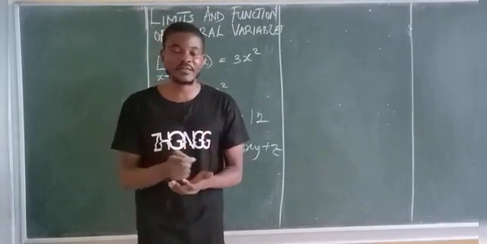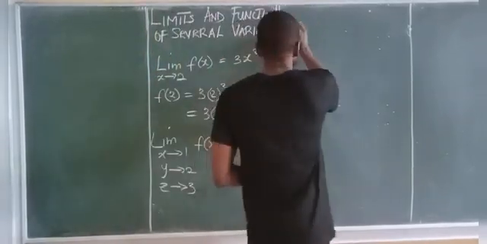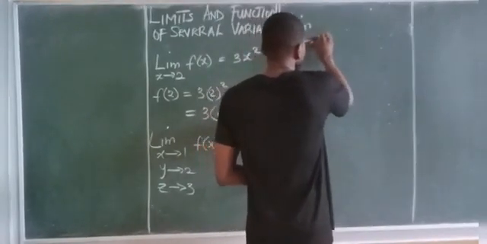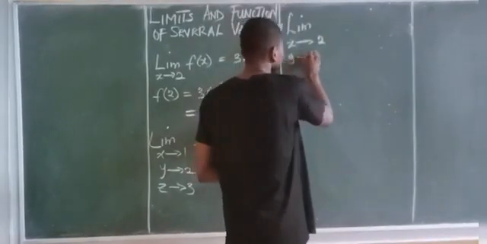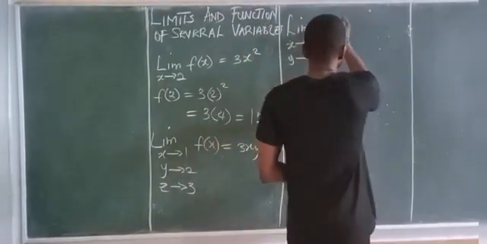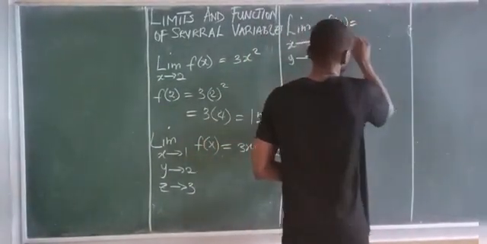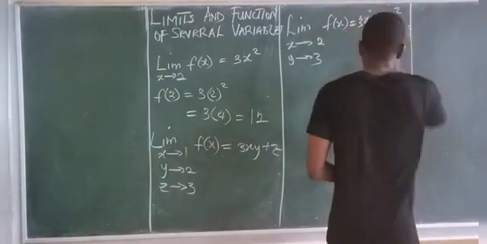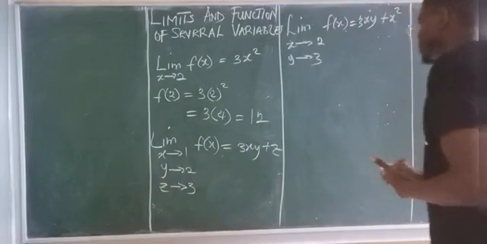Now let's try an example and see. Let's say we have the limit as x tends to 2 and y tends to 3 of the given function f of x, y equals 3xy plus x squared. Let's say we have this function given to us.